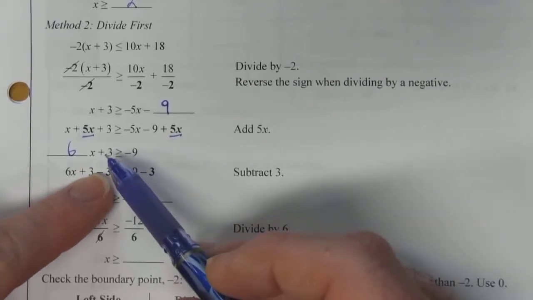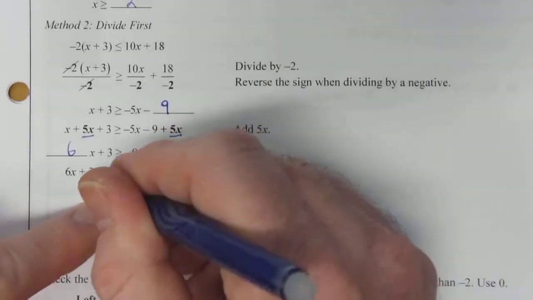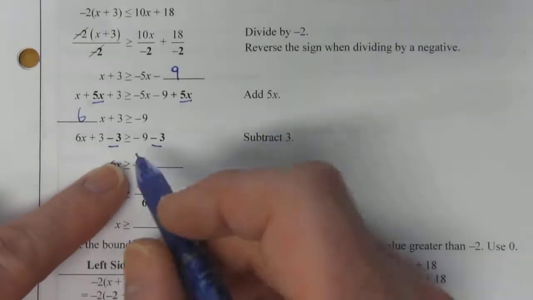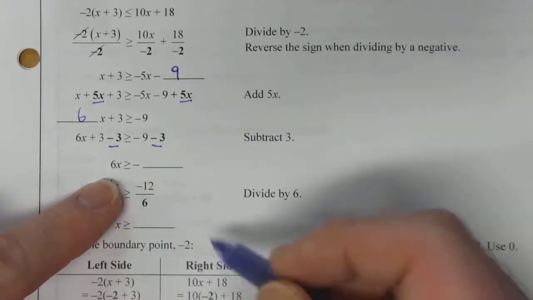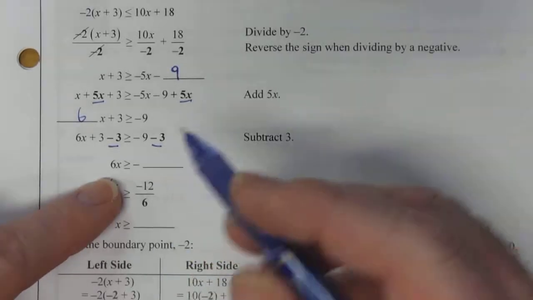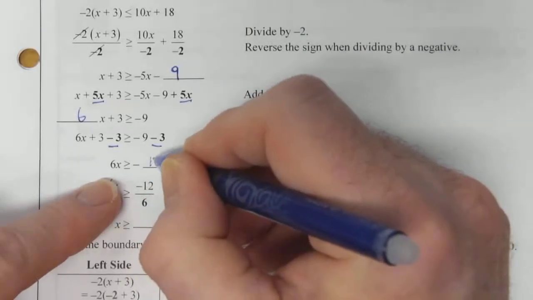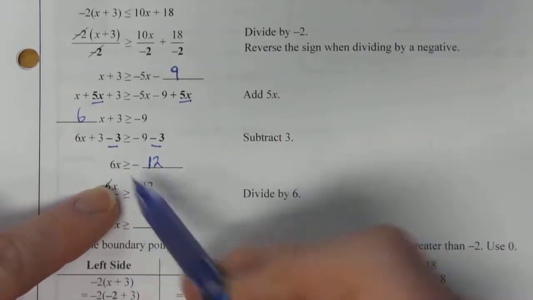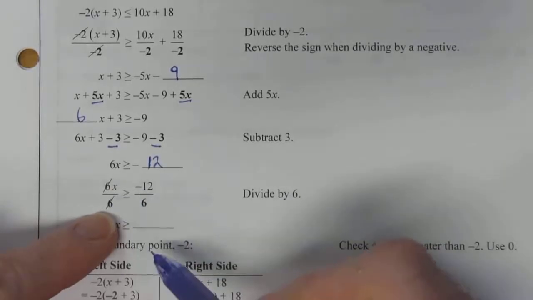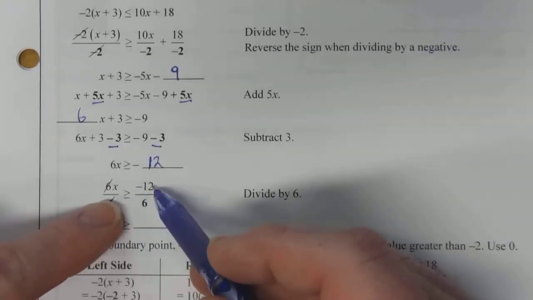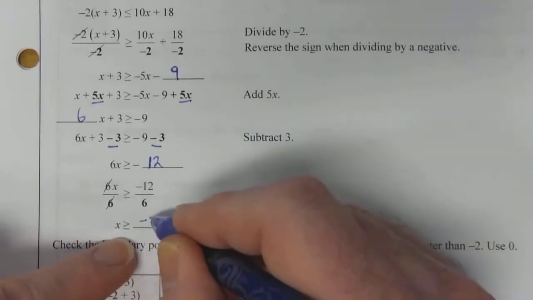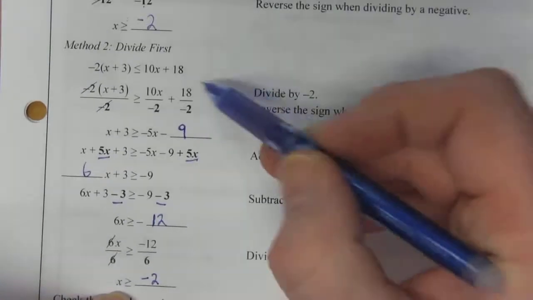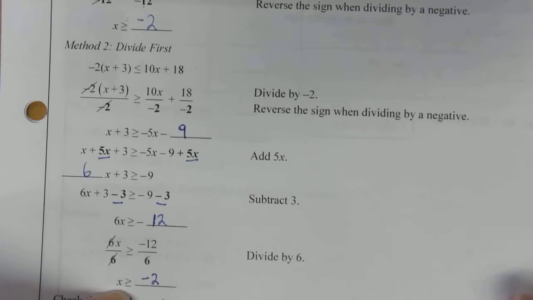And we've got a constant on the left, so we're going to subtract 3 from both sides in order to move it from the left over to the right. These 3's cancel out, leaving you with just 6x on the left. Negative 9 minus 3 is negative 12. Now, we need to divide both sides by 6 to get the x all by itself. Those 6's cancel, leaving you with just the x. Negative 12 divided by 6 is negative 2. So x is greater than or equal to negative 2. It's the same answer we came up with here, as is expected.